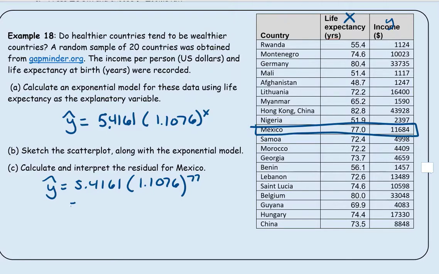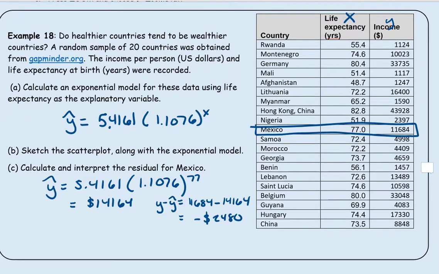Once you put that in your calculator, you're going to get $14,164. So to find our residual, we're going to do y minus y hat. Our actual was 11,684. Our predicted was 14,164. So our residual, after we put it into the calculator, is negative $2,480.